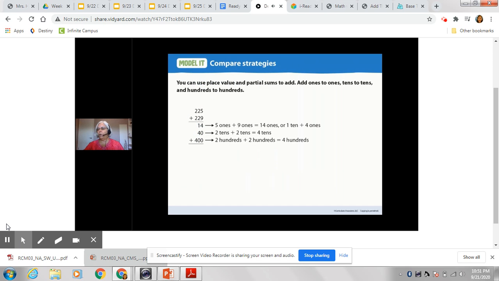Let's check next and look at the model that's in your student textbook. I can see that this is just like the way that our last student solved the problem using partial sums and place value. How are these two strategies alike? How is this strategy like the strategy that used the base 10 blocks? Can you think of an example? Pause the video and answer, how are these two strategies alike? Press play when you are finished.